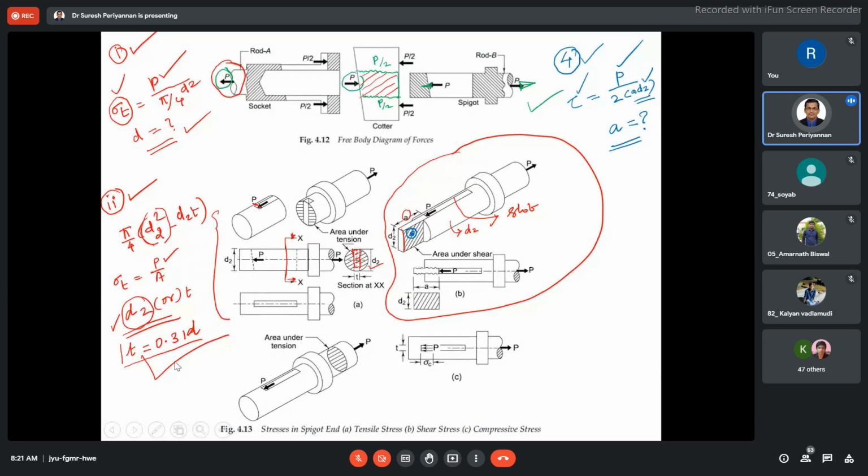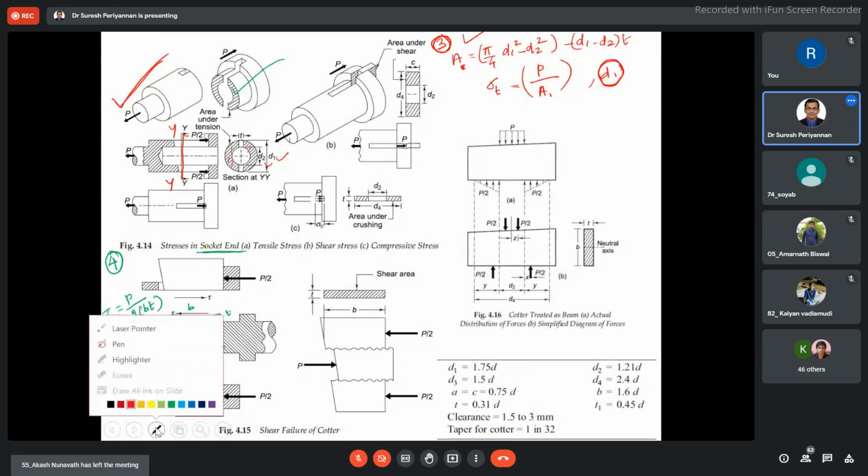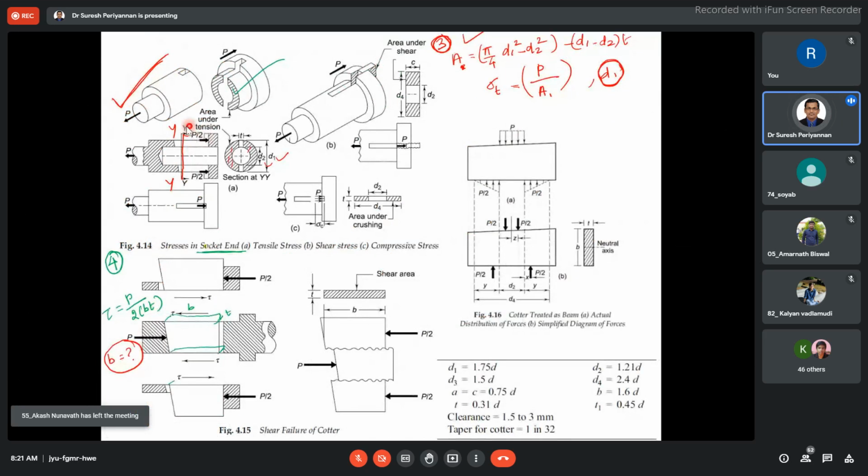Now I come to the tensile failure in the socket. Earlier we did tensile failure in the rod and tensile failure in the spigot. See, this is the region of tensile failure in the socket, because the socket is a hollow section. What is the area? Here also the slot is crossing in the socket. See here, the slot. In this cross section, this is the section view. What is the area?